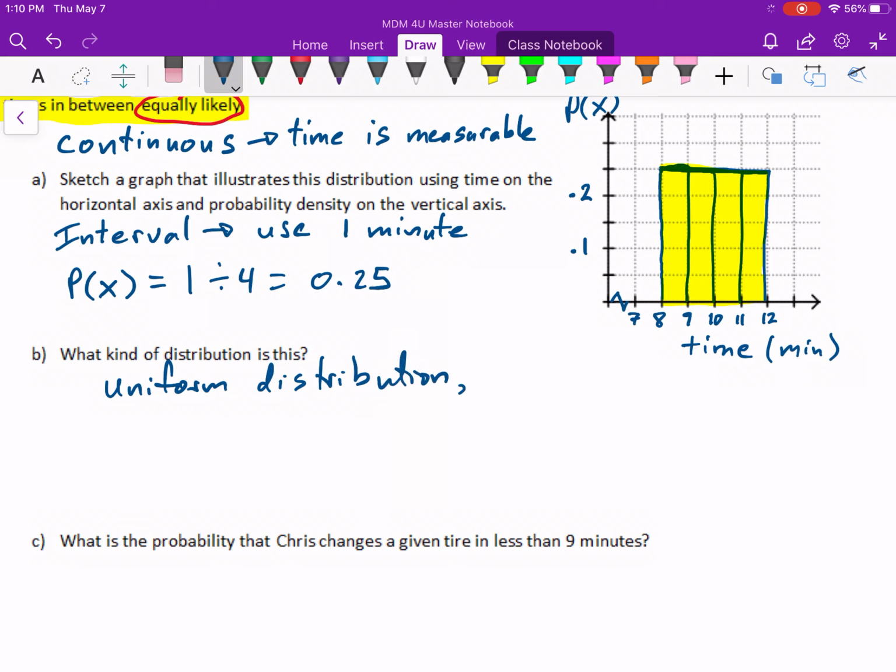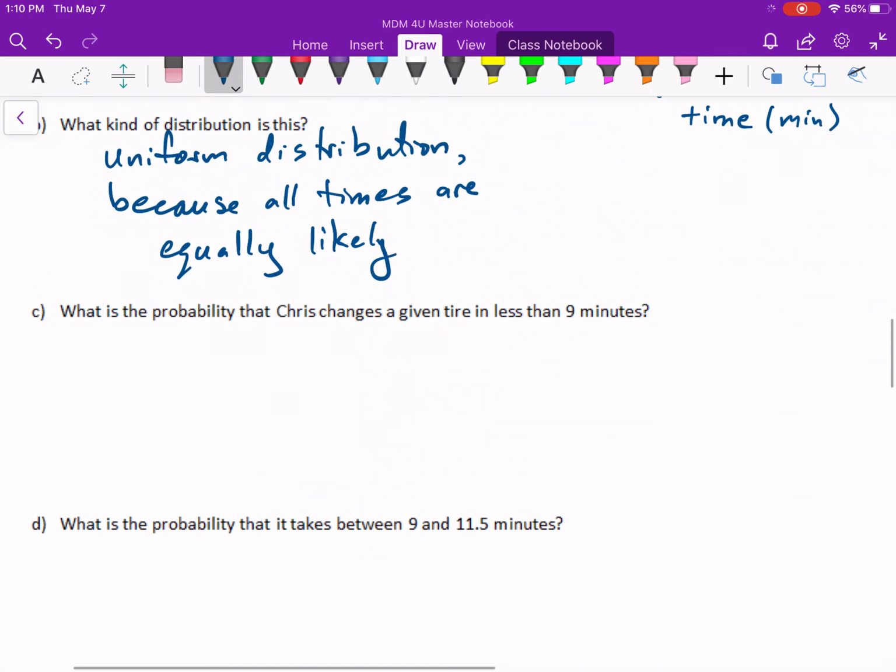And that's because all times are equally likely. That's what you get when they're all equally likely. What's the probability that Chris changes a tire in less than 9 minutes?